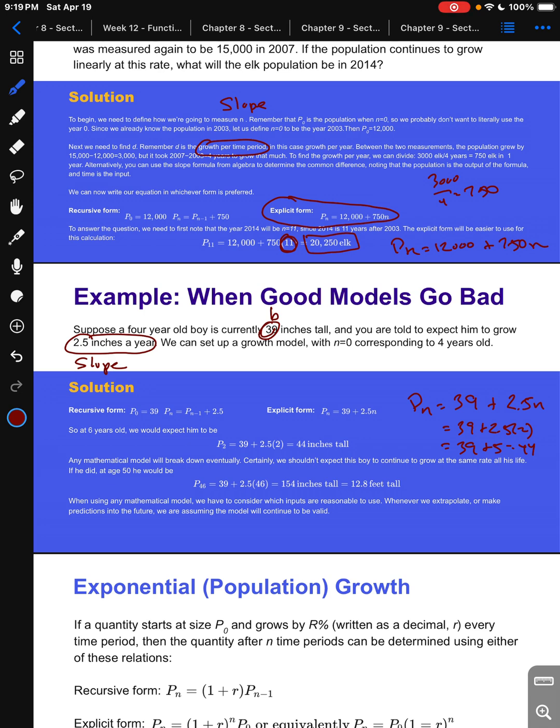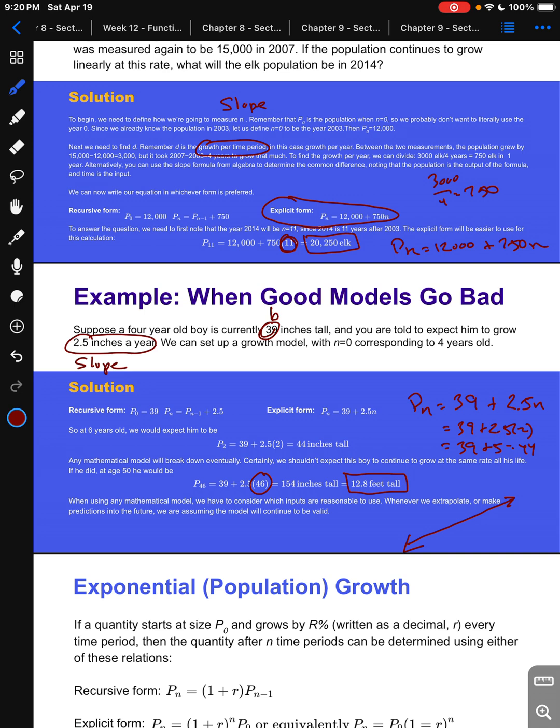But what happens if we think about when he's older, like 50 years old? In that case, our value would be 46, so he'll actually be 12.8 feet tall, which is not possible. So you've got to remember that we're assuming that all these models are linear. Well, we all know that as you get older, you don't grow as fast. So it doesn't always work. So you've got to use your common sense.